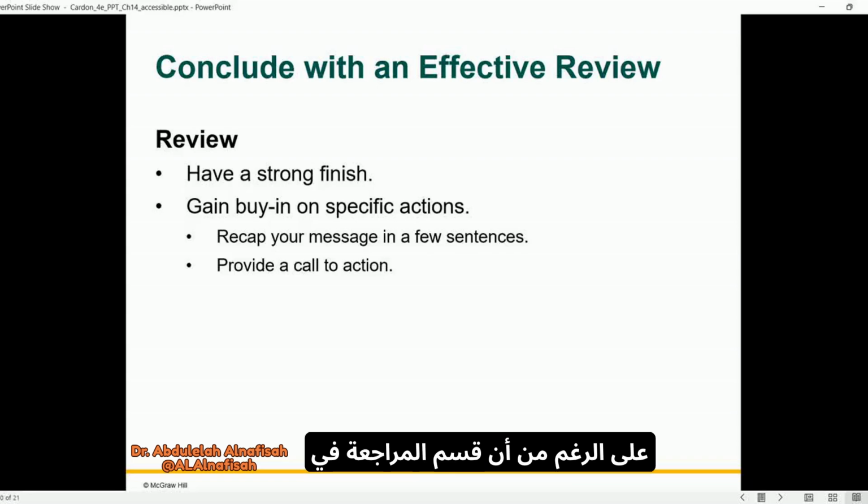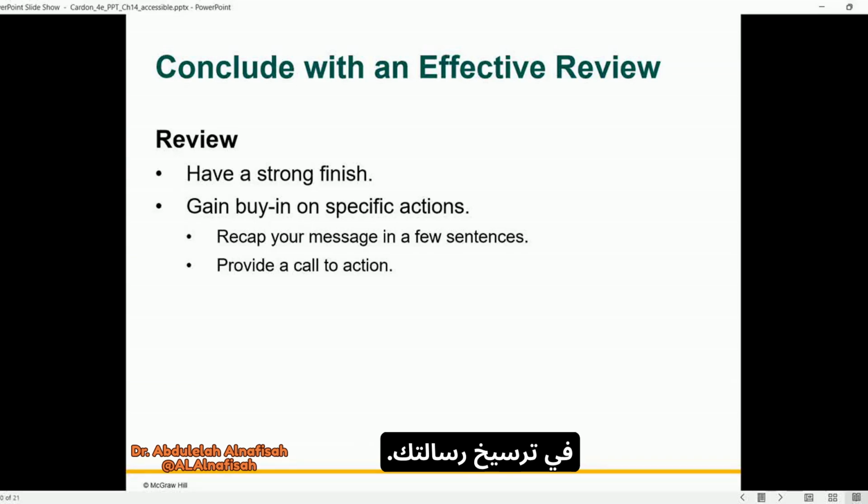Finally, while the review section of your presentation takes up only a small portion of your time, it plays a critical role in consolidating your message. A strong conclusion is crucial for gaining the audience's buy-in for specific actions. Start by summarizing your key messages succinctly, and then issue a clear call to action.